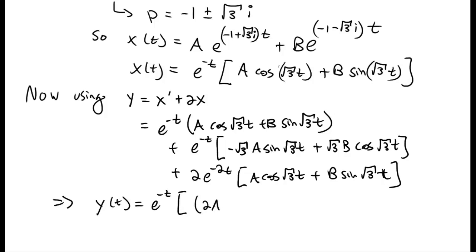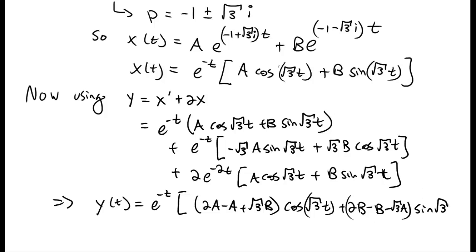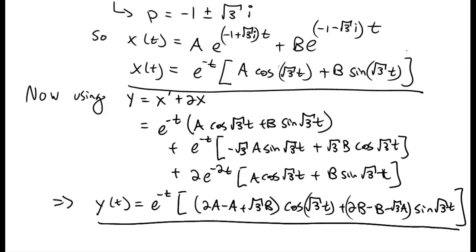terms. So it looks like e to the minus t, some constant times cosine of square root of 3t, plus some other constant times the sine of square root of 3t. Okay, and so this is what we would say our solution is to our coupled differential equations.